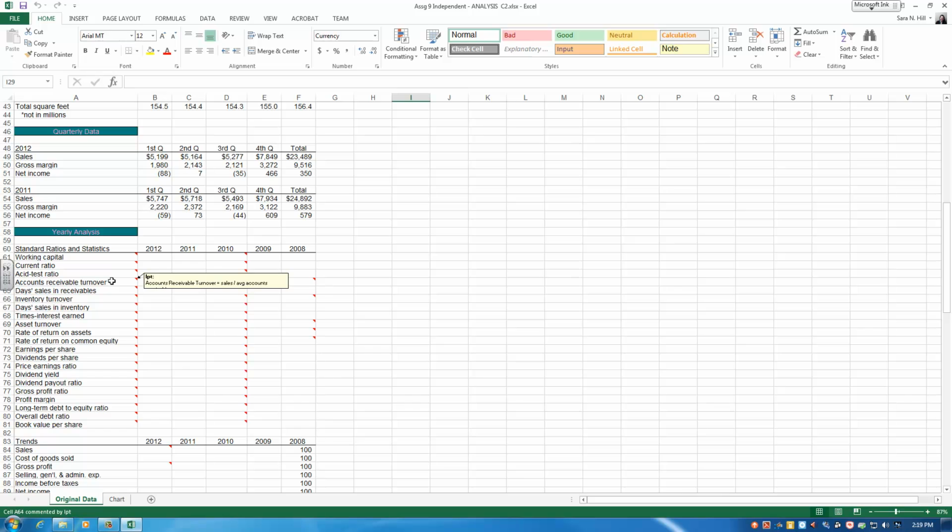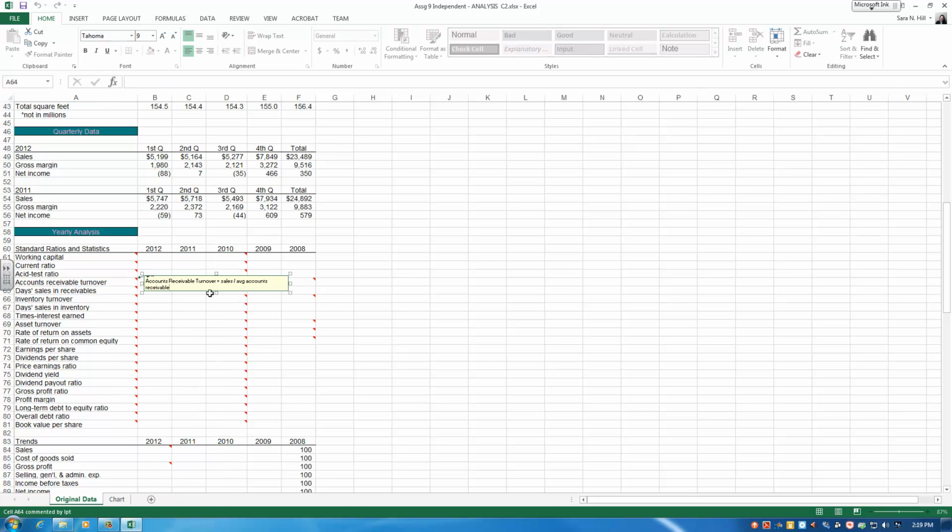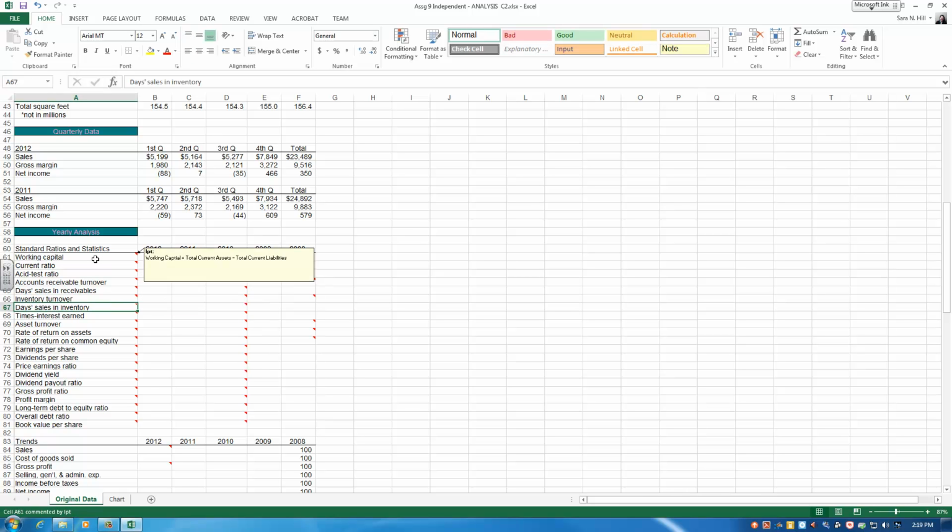If there's some that possibly you can't see, if you right click and say edit comment, then you'll be able to drag and make that comment a little bit bigger. Okay? So for working capital, I've given you the hint of letting you know what that working capital formula is.